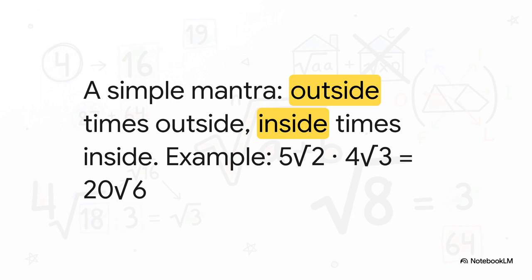Okay, so what does this look like in practice with numbers out front? It's this super simple mantra. Outside times outside, inside times inside. That's it. For this example, you multiply the numbers on the outside, the 5 and the 4, and you get 20. Then you multiply the numbers on the inside, the 2 and the 3, and you get 6. Slap it all together, 20 times the square root of 6, and you're done.